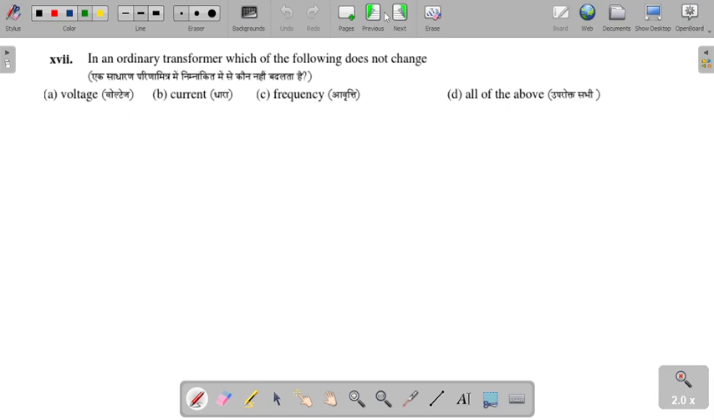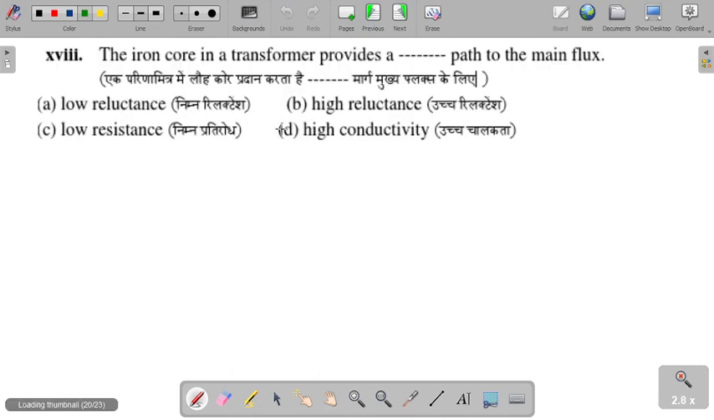Frequency doesn't change. We know a transformer is a device which transforms electrical energy from primary to secondary without a change in frequency. So what doesn't change is the frequency. The right answer for this question will be option number C, that is frequency. Frequency doesn't change in case of transformer.